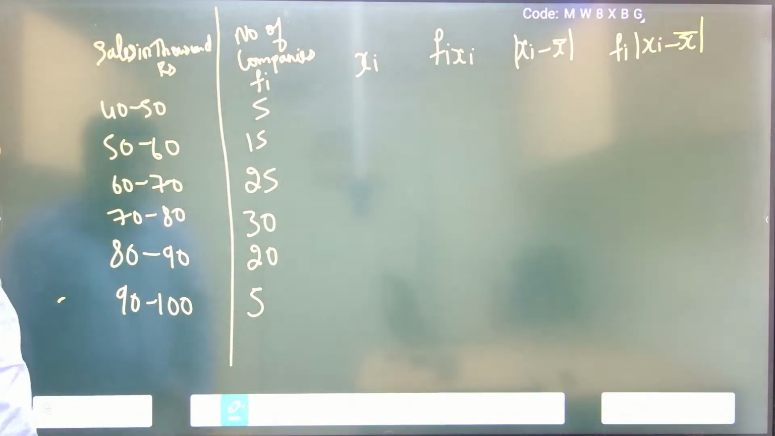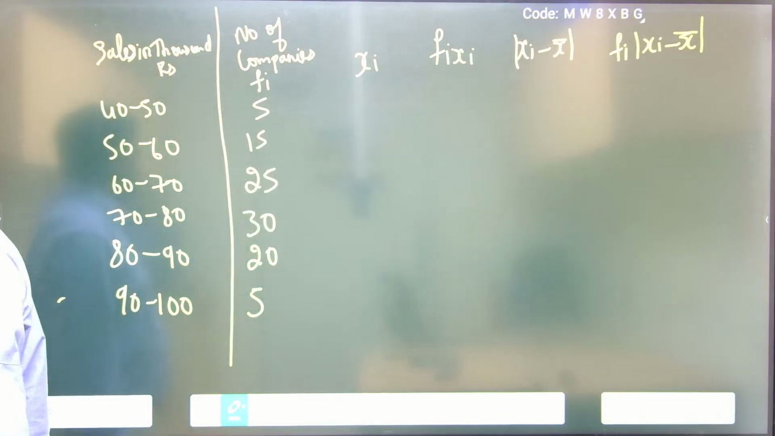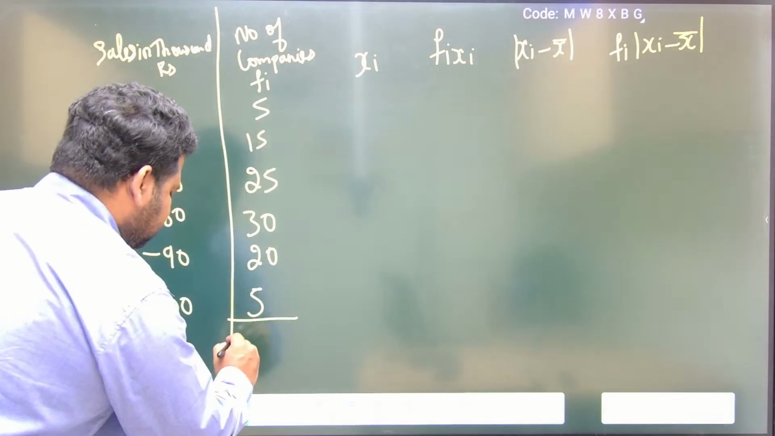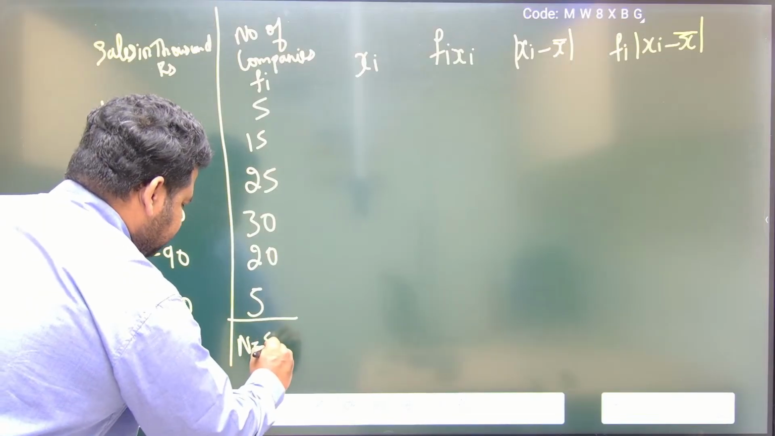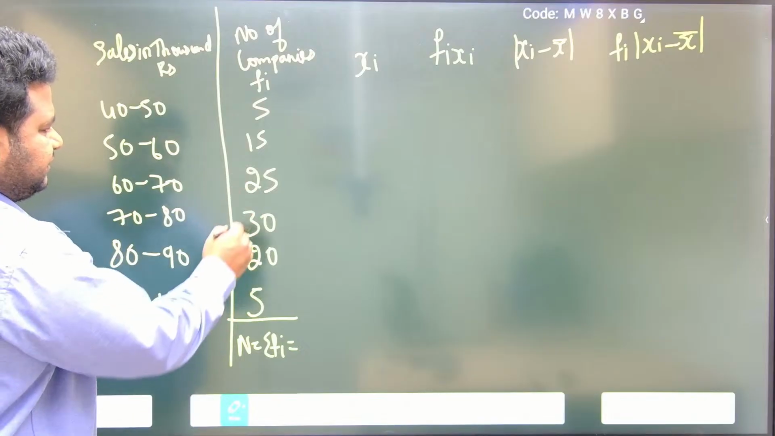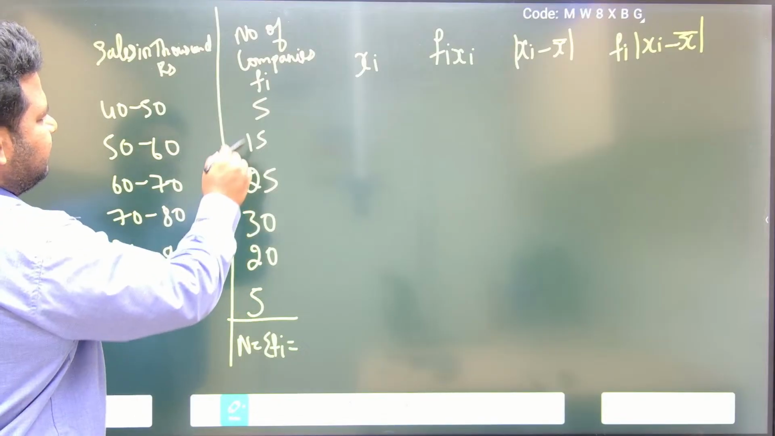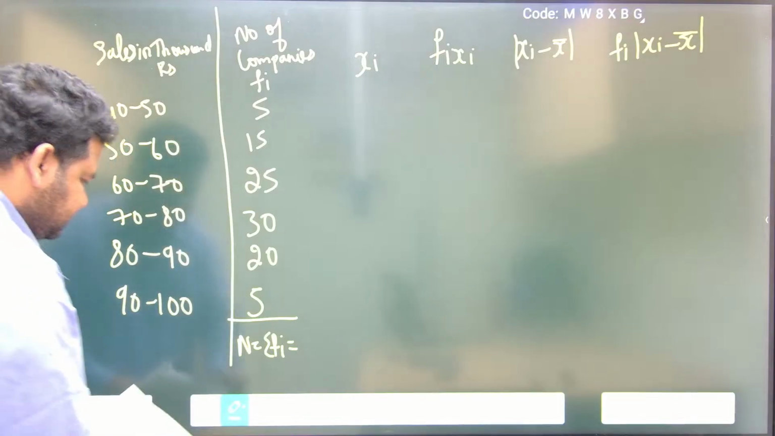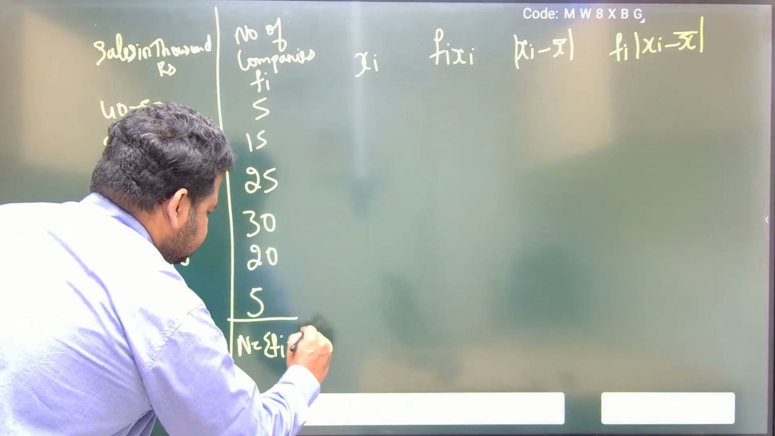Now here only let me write down the value of n. N is nothing but the number of observations, that is equal to summation of fi. So let us find out: 5 plus 15, 20, 25 plus 25, 50, 80, 95, 100. So we are getting N equal to 100.